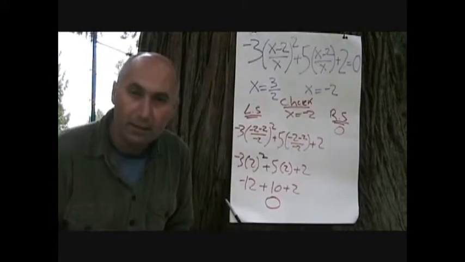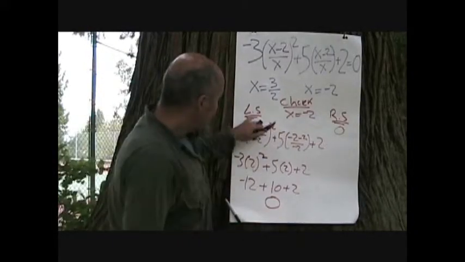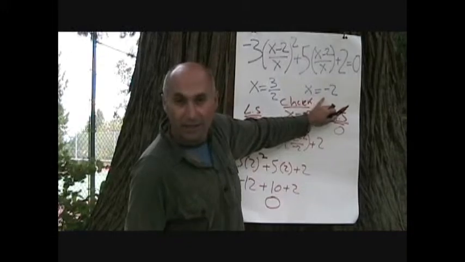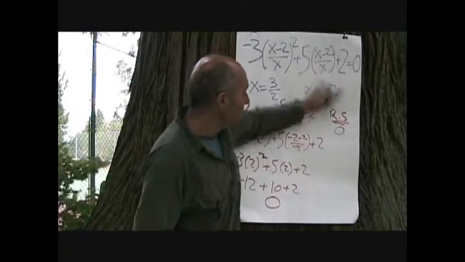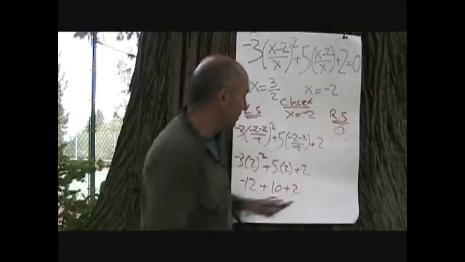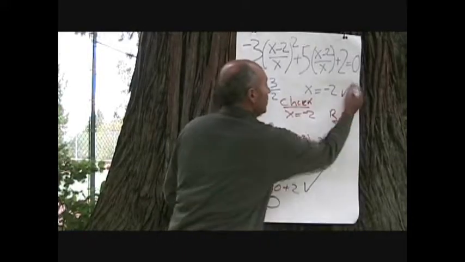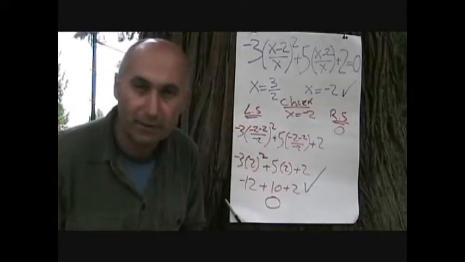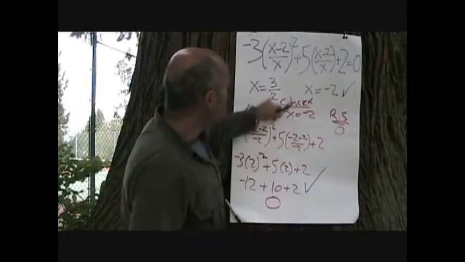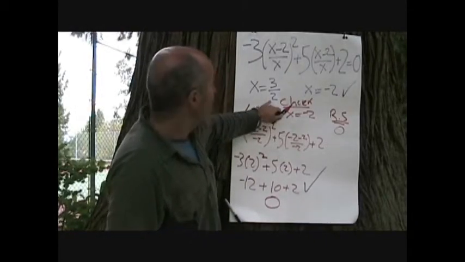So right away, we got the left-hand side of this equation, when you plug in x is equal to negative 2, is equal to 0, and the right-hand side of the equation is equal to 0. So this works out, so we know this answer is correct. Okay, what we're going to do is do it for this one as well.